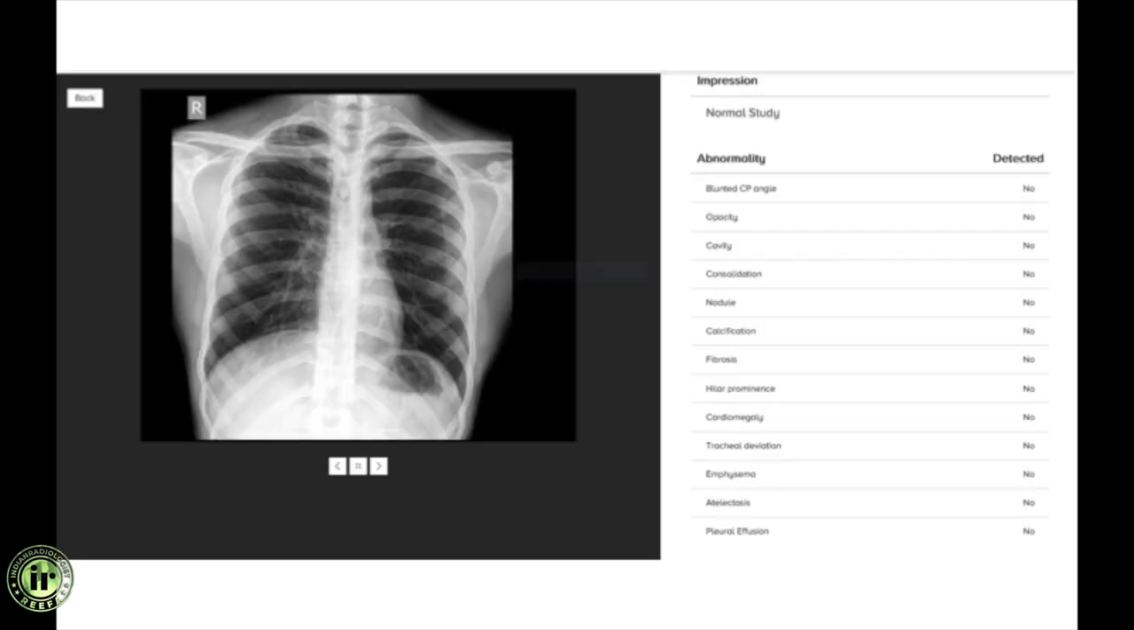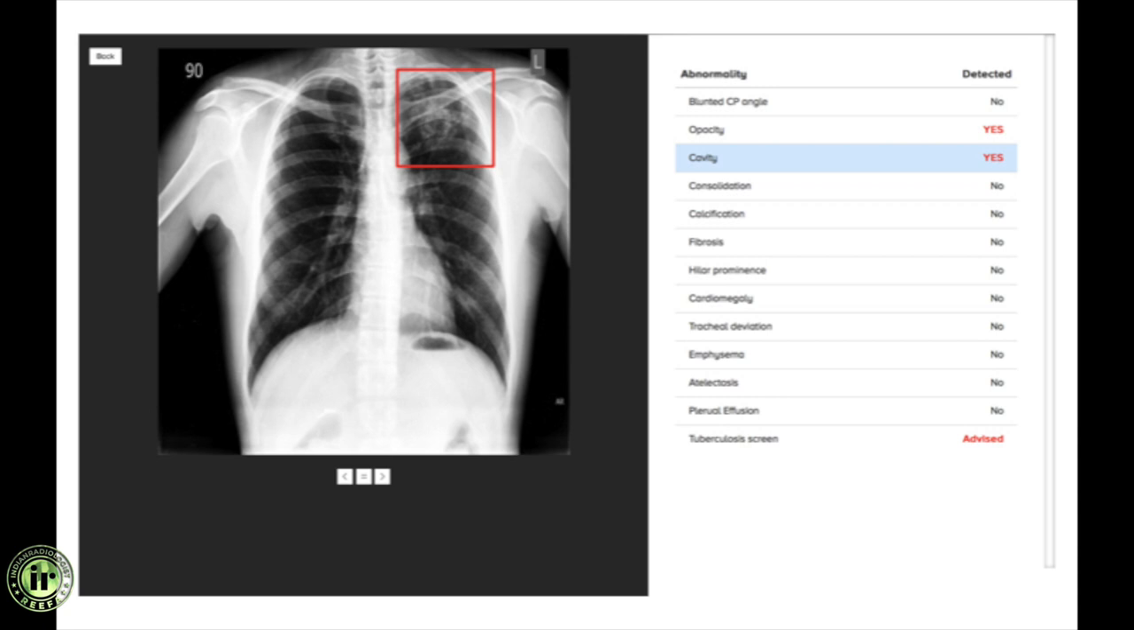Look at this X-ray. Somebody has very helpfully annotated, saying that it doesn't have a blunted CP angle, that there's no opacity, there's no cavity, and so on, and has said that this is a normal study. Now, this somebody is actually not a human radiologist, but a computer algorithm called QXR, and this is how AI functions today.